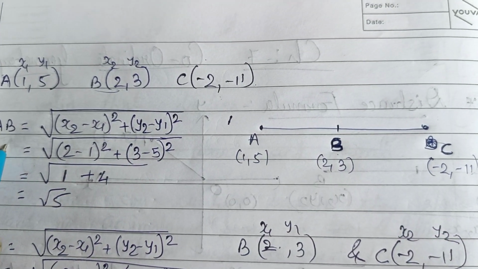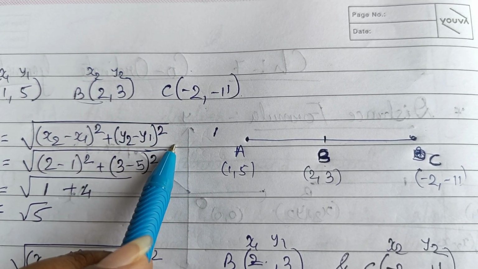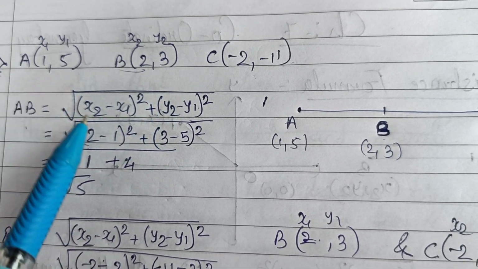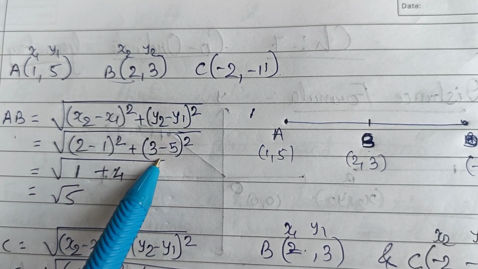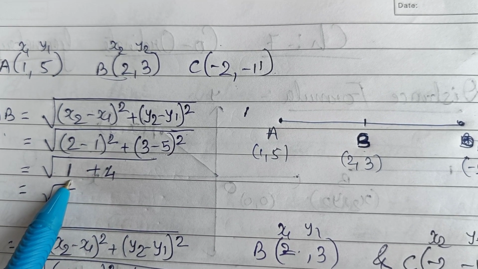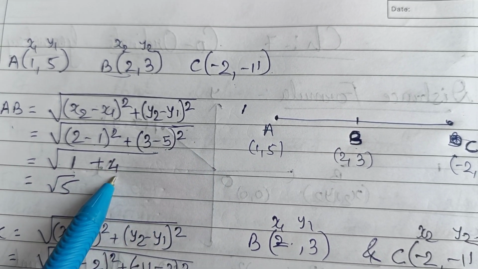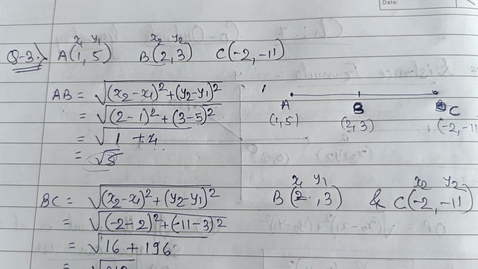Now, AB is the square root of (x2 minus x1) the whole square plus (y2 minus y1) the whole square. So you have the values: (2 minus 1) the whole square plus (3 minus 5) the whole square. 2 minus 1 is 1, so 1 square is 1, and 3 minus 5 is -2, so the square will be 4. So root 5 is your answer for AB. Now go for BC.